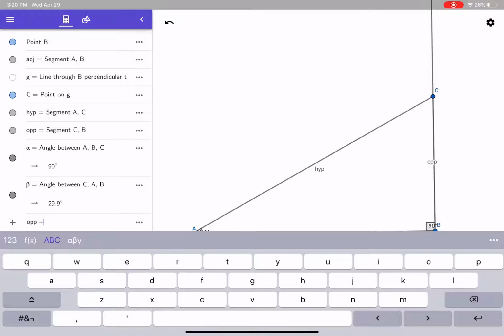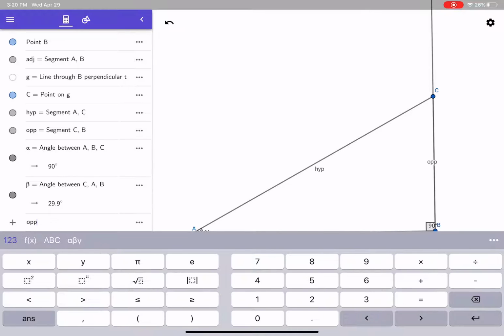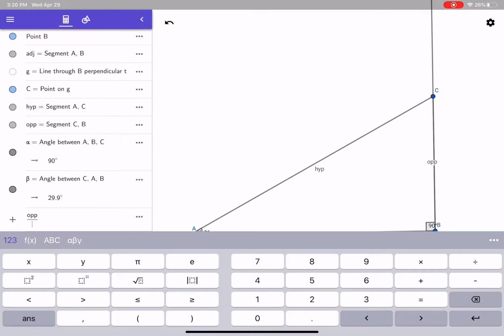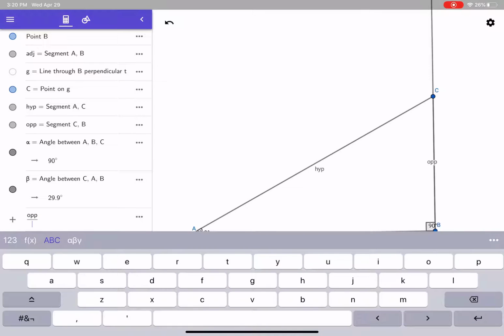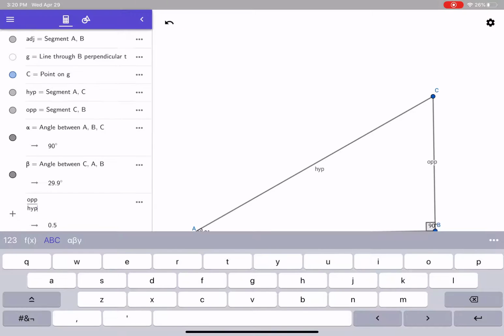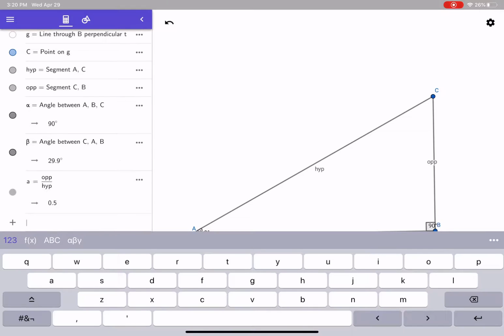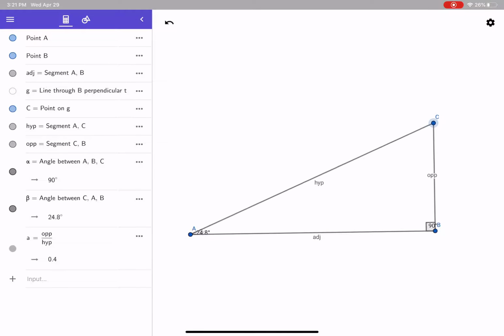Oh, dang it, that was plus. I don't want to add these things. Go back over here, I want division. There's the division. Okay, go back to the ABC menu and then HYP. And let's hit enter, and notice that it says 0.5. All right, let me collapse this and then just move this thing around.